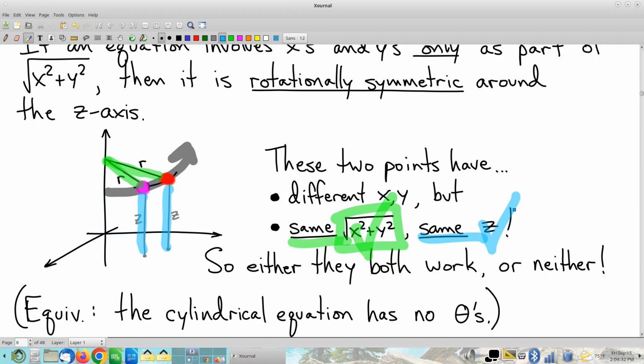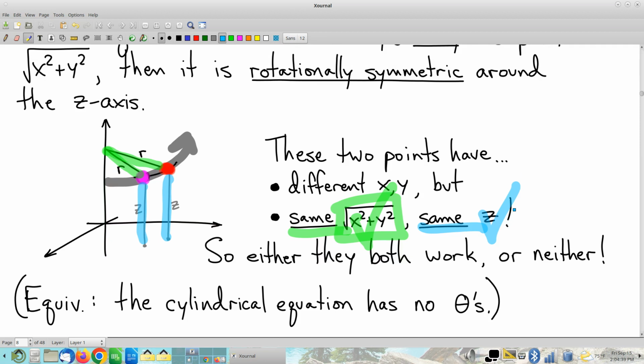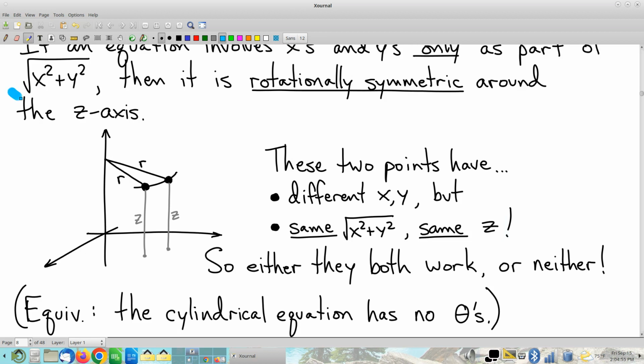So let's talk about the cylindrical point of view, a different way of saying this. What happens when you convert to cylindrical? Well, every x turns into r cosine theta, and every y turns into r sine theta, except you don't really have to bring the trig into it. You can, in advance, look for the expression square root of x squared plus y squared, and everywhere you see that, you can just say, okay, that's r.